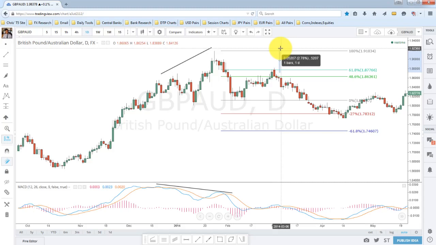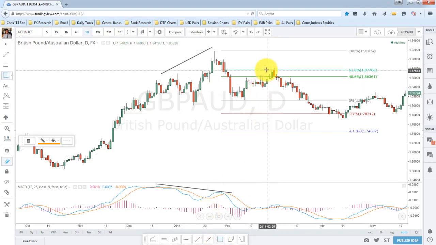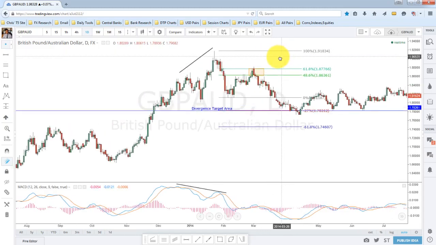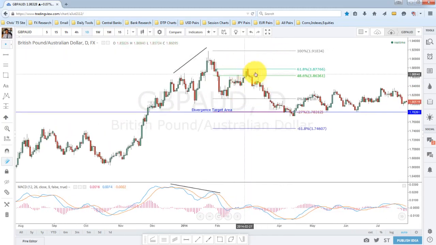So what would we want to do at this level? We would want to watch the smaller degree time frame and isolate this zone. Okay, we know we're looking for a potential turn somewhere in this zone. And we're going to look for a smaller degree time frame setup to enter into this trade. Unfortunately, I can't go back to the intraday time frames on this particular date. This was back in March of 2014.